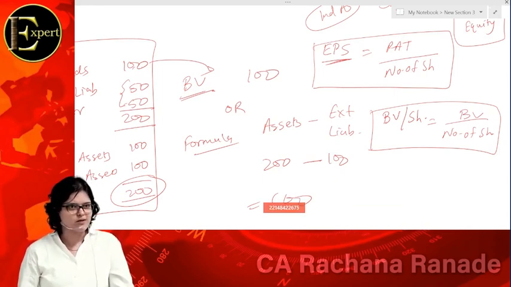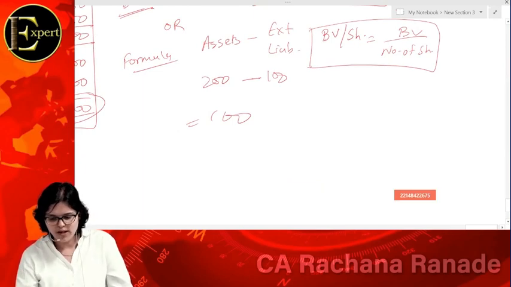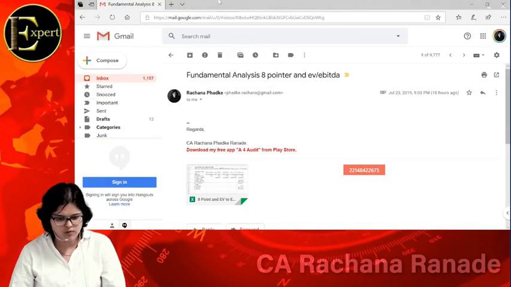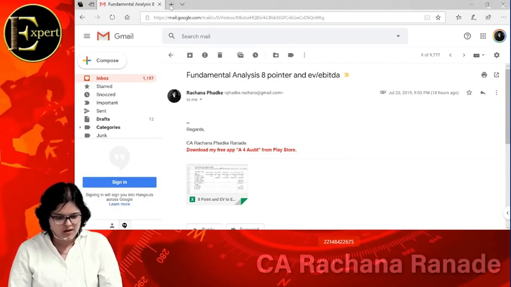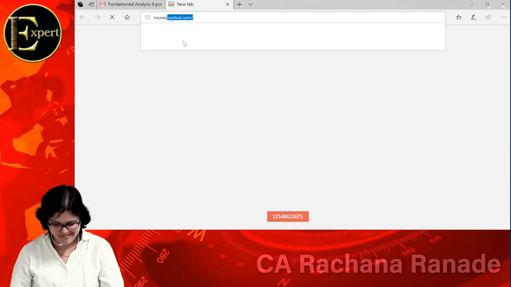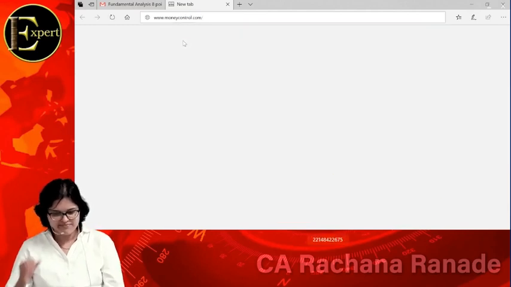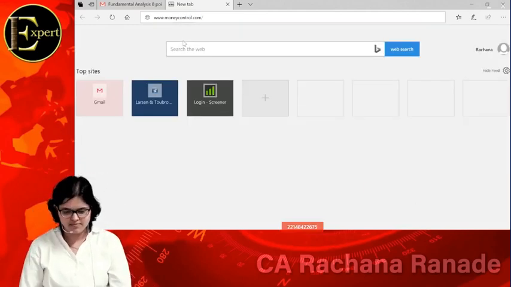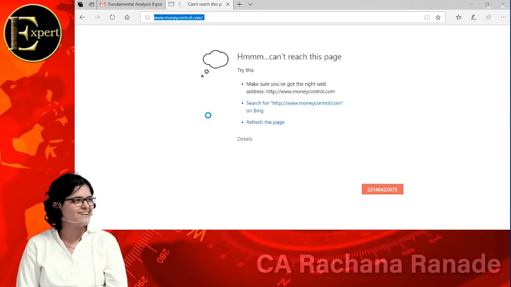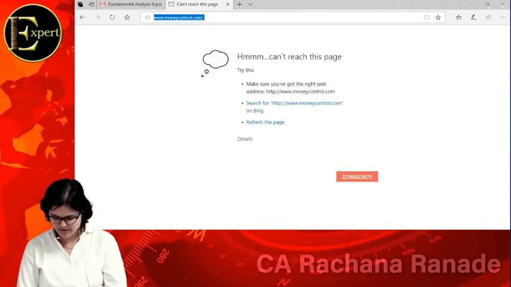Interpretation part is very important. Assume the book value of the share. So we'll just check for some company what the book value is versus what the market value is. You're going to get a very dangerous picture here. You'll see all my screens like this only.